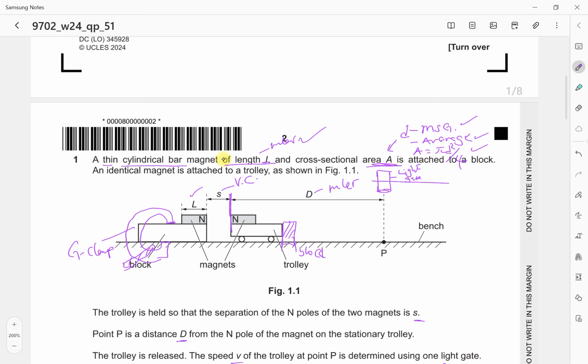So I'll try to clamp it. So let me put a clamp here or a stand. Remember, this is just the skeleton. So I'll have a stand with a clamp to hold the light gate. Of course, the light gate must be connected to a timer. So I'll put a timer somewhere.